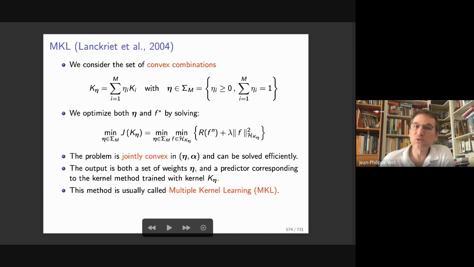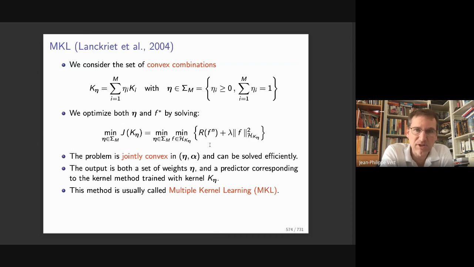So you want to add the different kernels together with some percentage. Then a principled way to learn the etas is just to write the optimization problem that you usually solve just in f, but minimize also in eta. So here you would have a minimization in eta and, for given eta, in f in the RKHS of K eta, of your SVM loss or of your kernel ridge regression loss. The problem now is jointly convex, so it's a minimum of a minimum, a joint minimum. It's jointly convex in eta and alpha and can be solved efficiently.